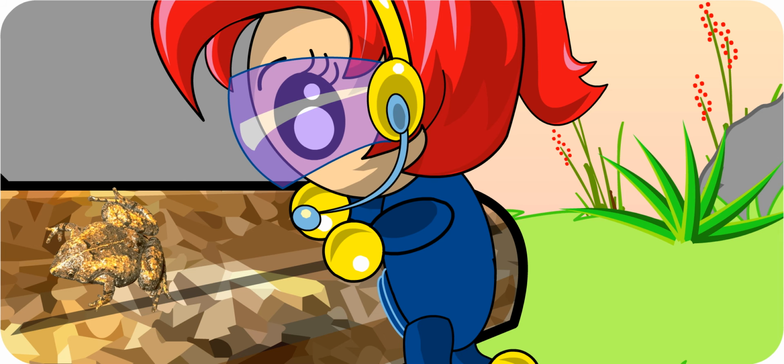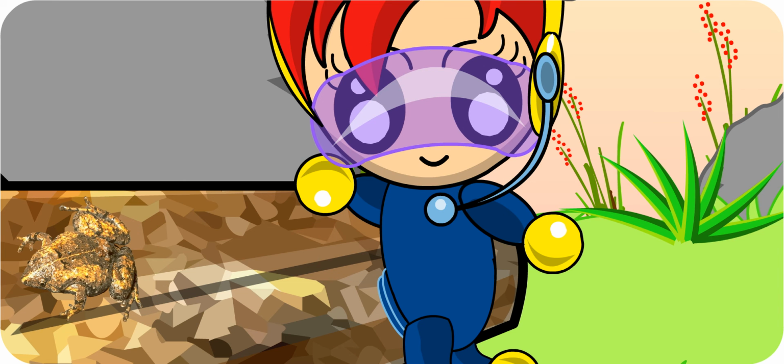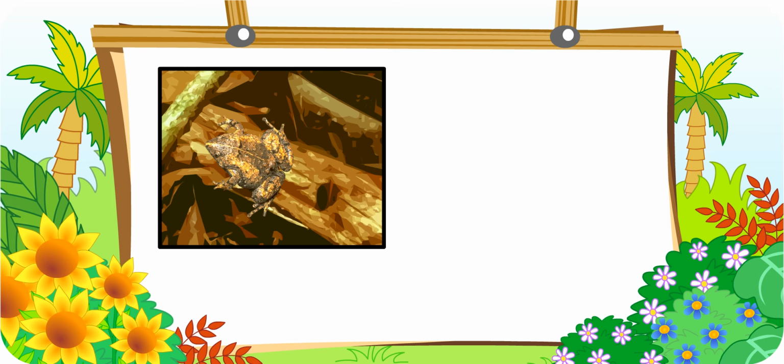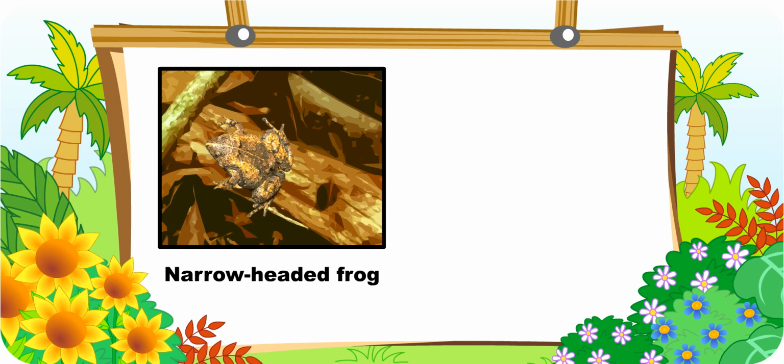Let's have a recap regarding the characteristics of a plant and an animal, Turbo Girl. Here is an animal that looks like a plant part. It is called a narrow-headed frog. It has brown and yellow coloring on its body to blend in with its environment.